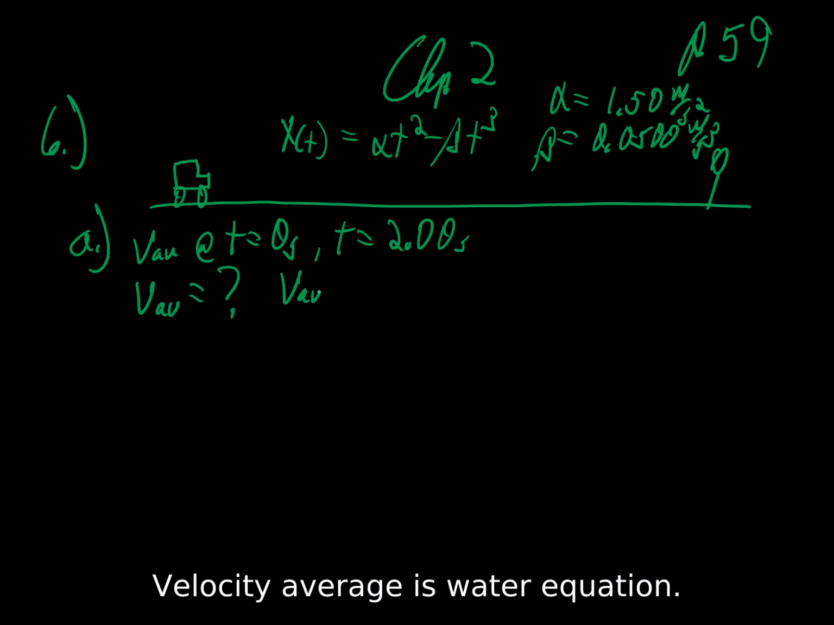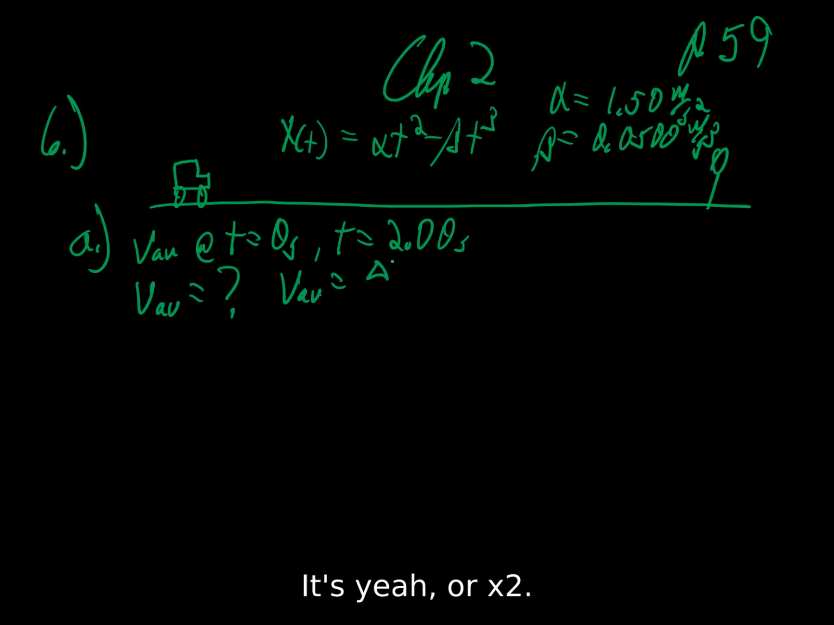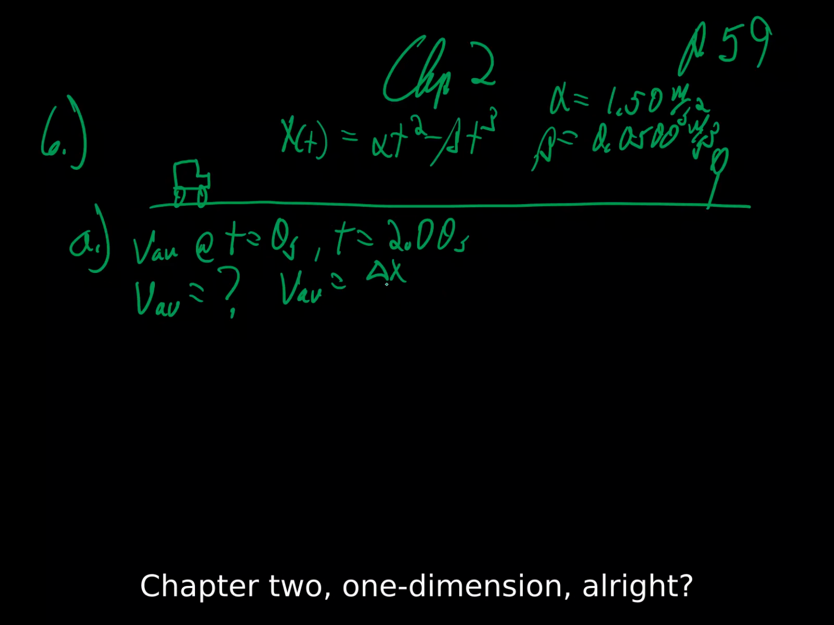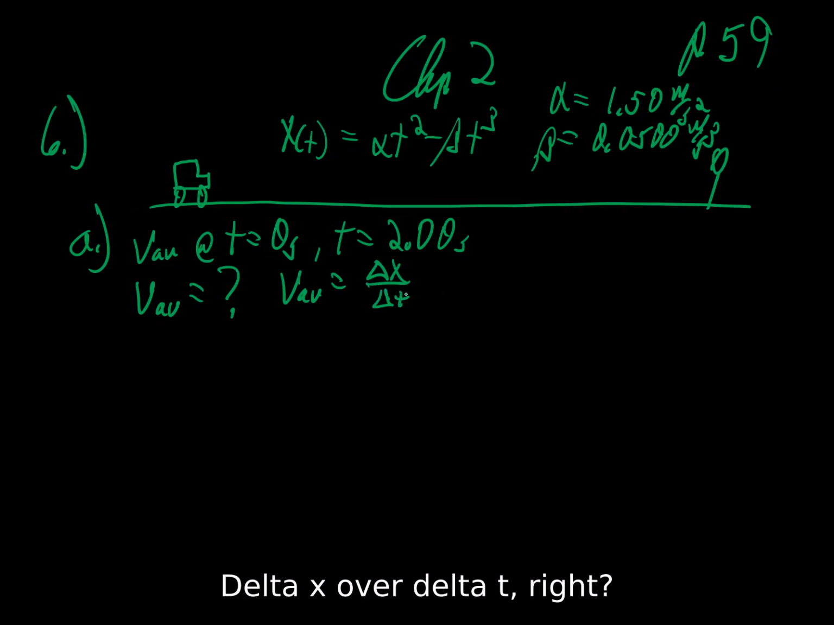By definition of average velocity, velocity average is what equation? It's x2... Now remember, we're talking about linear, all right? We're just talking about, remember, chapter 2, one dimension. Delta x over delta t, right?